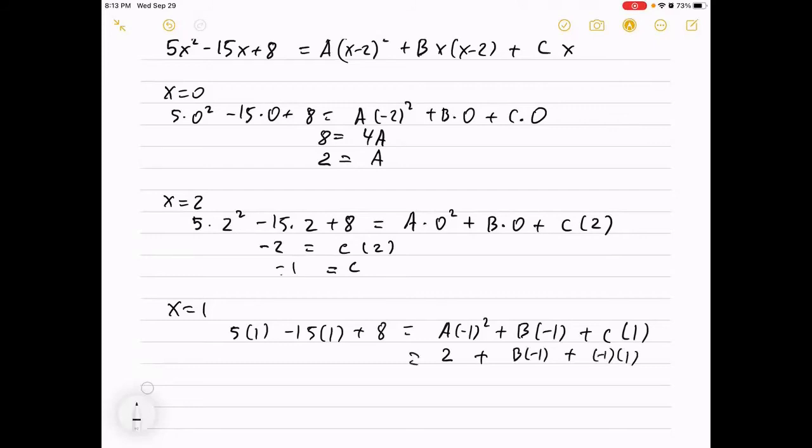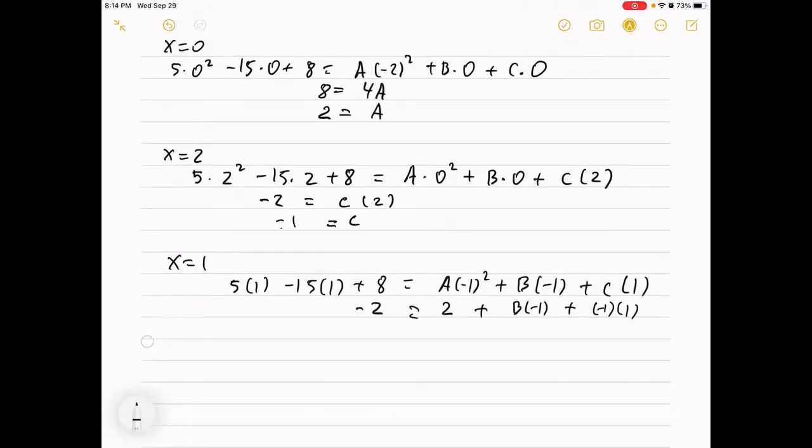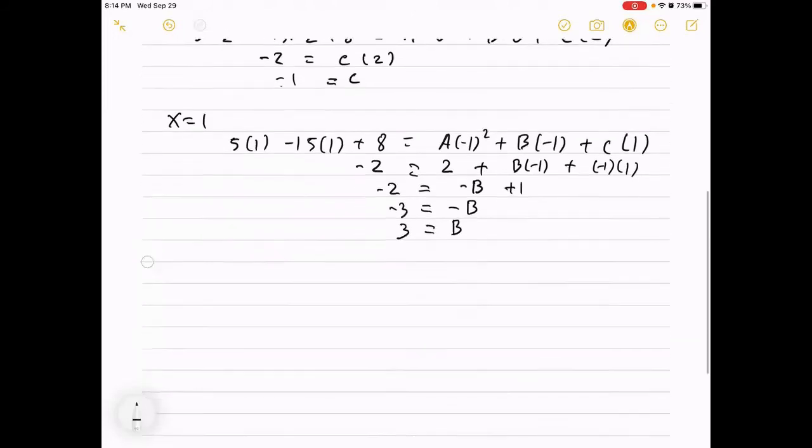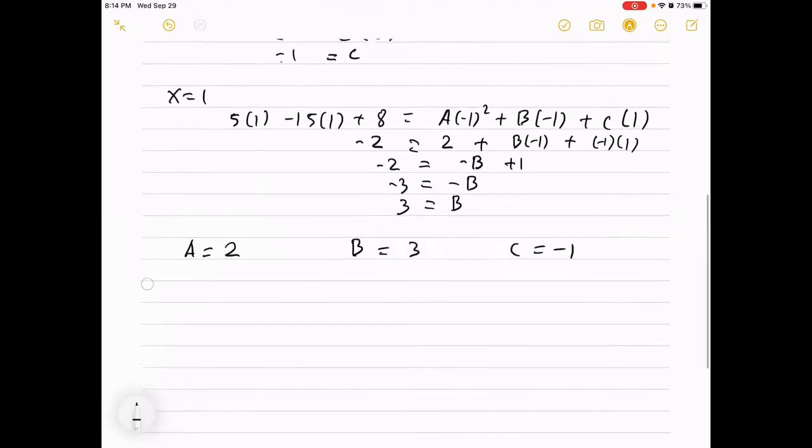On the left side, we're going to get 5 minus 15 plus 8, so we're going to get negative 2. On the right we're going to get 2 minus B minus 1, so negative B plus 1 equals negative 2. So negative B equals negative 3, so B equals 3. So what we got is A equals 2, B equals 3, C equals negative 1.